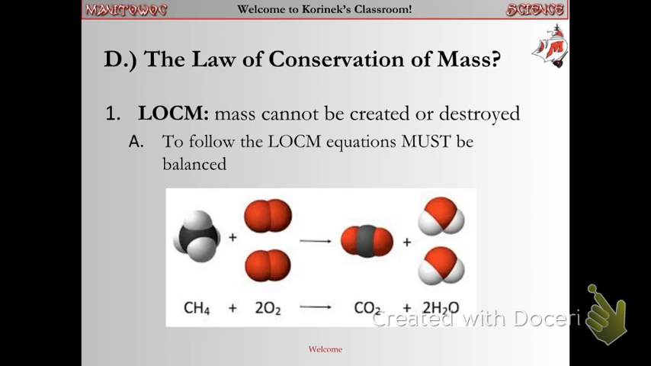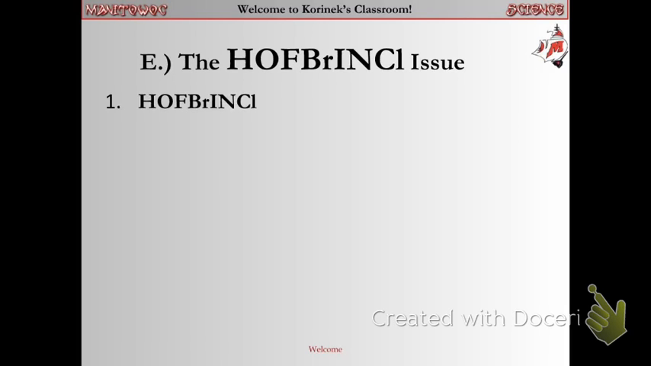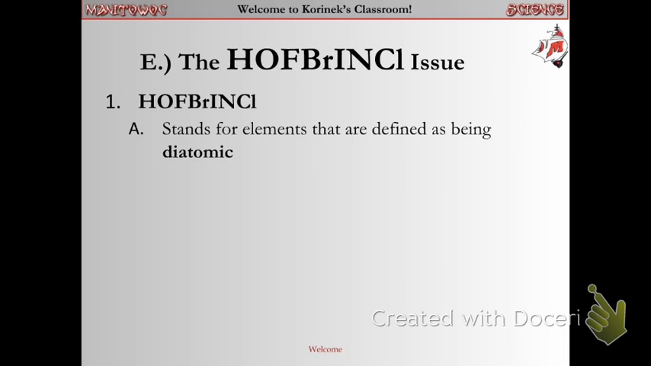Now one thing that you may have noticed is oxygen. Why is oxygen O2? That's something that we have to address right now. That's got something to do with what we call the HOBrINCl issue. So HOBrINCl, what does that stand for? Well, it stands for the elements that are defined as being diatomic. So these elements, hydrogen, oxygen, fluorine, bromine, iodine, nitrogen, and chlorine, are all what we call diatomic. Diatomic means that these elements are always going to travel in pairs. And most often, these things are going to be gases.